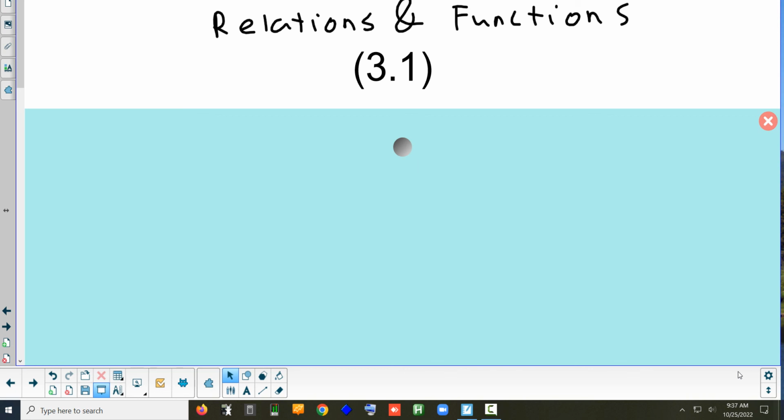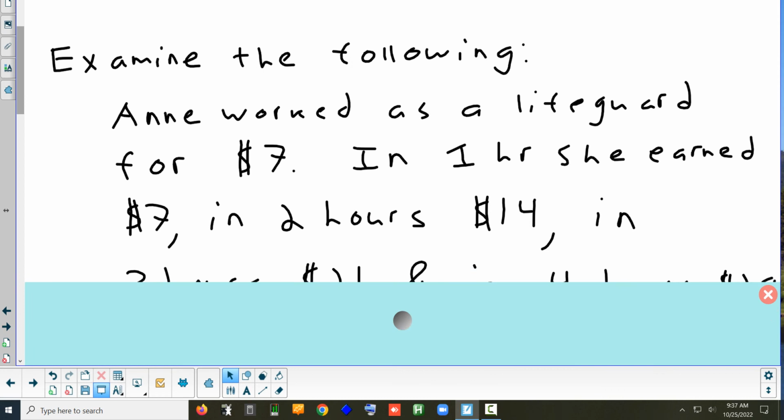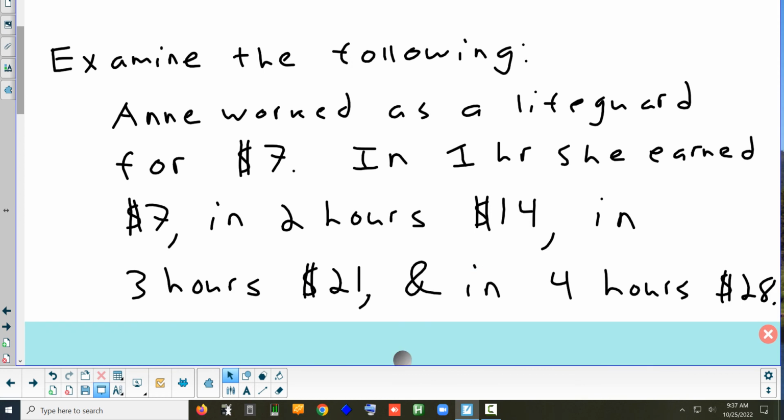Okay, so today we're going to take a look at section 3.1, which is on what we call relations and functions. So I'm going to give you guys something to just take a look at first. And it shows different amounts of hours that Anne worked and how much money she made. Do you guys already have that printed on your guided notes?